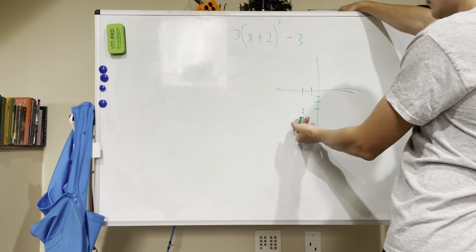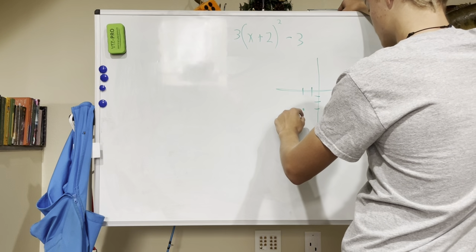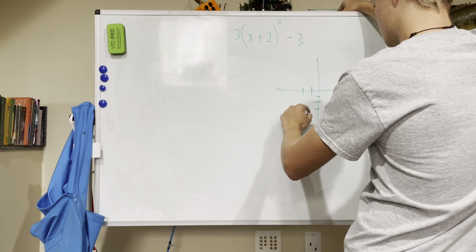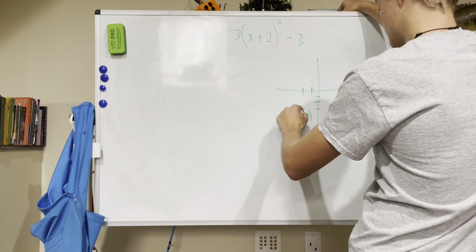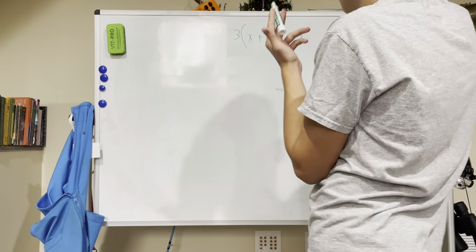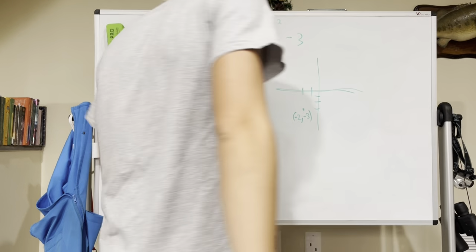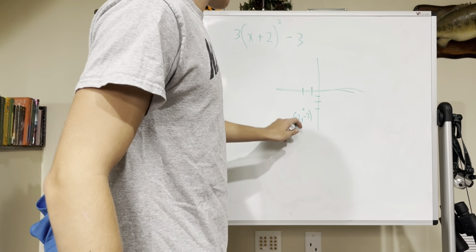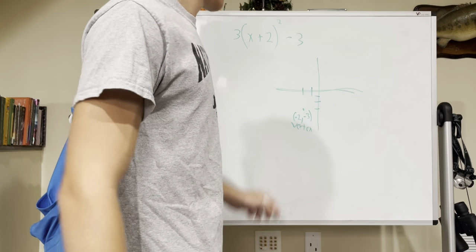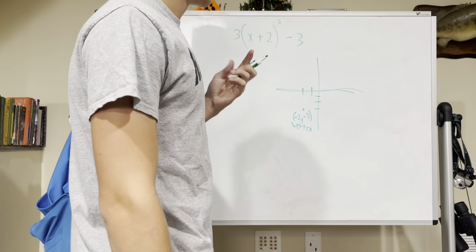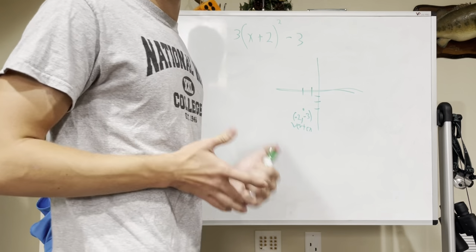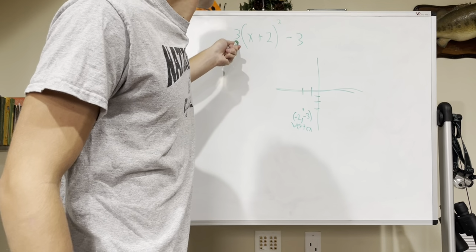That is the vertex, which in this case, the coordinates would be -2, -3. So that is where our graph starts. That's where it starts, and that's the vertex. Vertex, handwriting. There you go. Next, we can find out some interesting stuff from here.